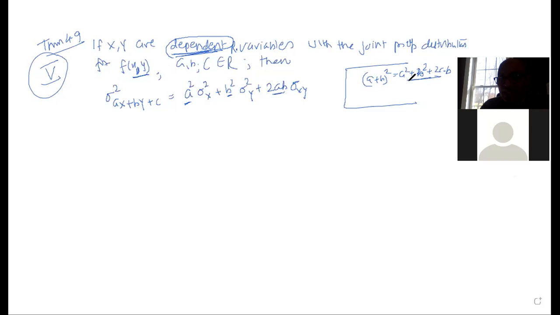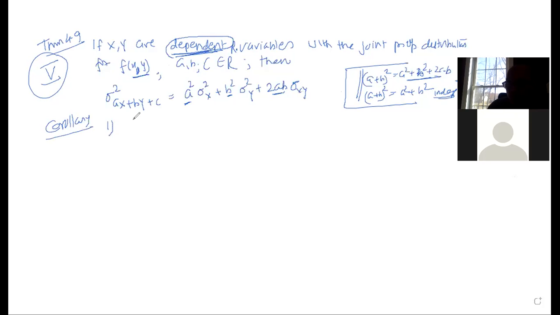But suppose a and b are independent. In that case, a plus b whole square equals a square plus b square. This is for the independent case and this is for the dependent case. So not exactly, but something like this we are doing over here. So sigma square of ax plus by plus c is equal to this one. And we have some corollaries over here too.